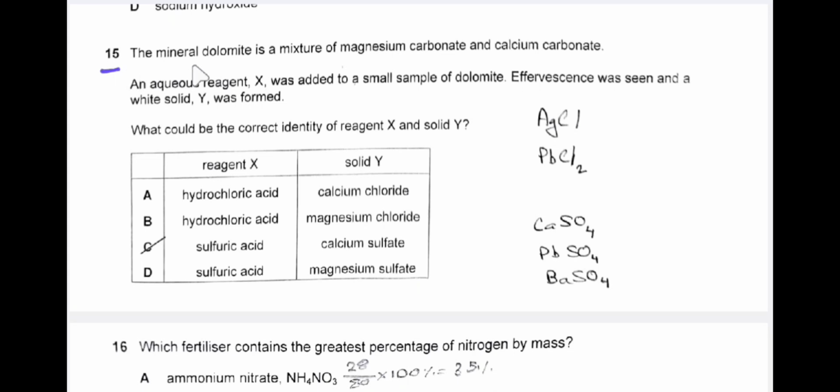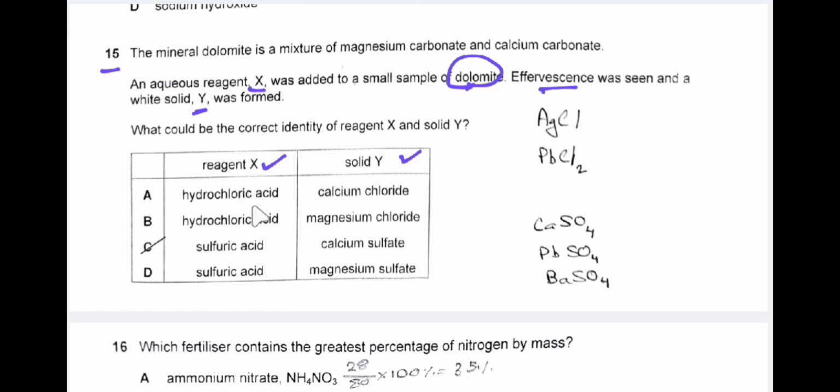In question number 15, the mineral dolomite is a mixture of magnesium carbonate and calcium carbonate. An excess of reagent X is added to a small sample of dolomite. Effervescence is seen and a white solid Y is formed. What could be the correct identity of X and Y? So an aqueous reagent X was added to a sample of dolomite. After adding X, effervescence is seen and a solid Y is formed. For X we are given hydrochloric acid and sulfuric acid.